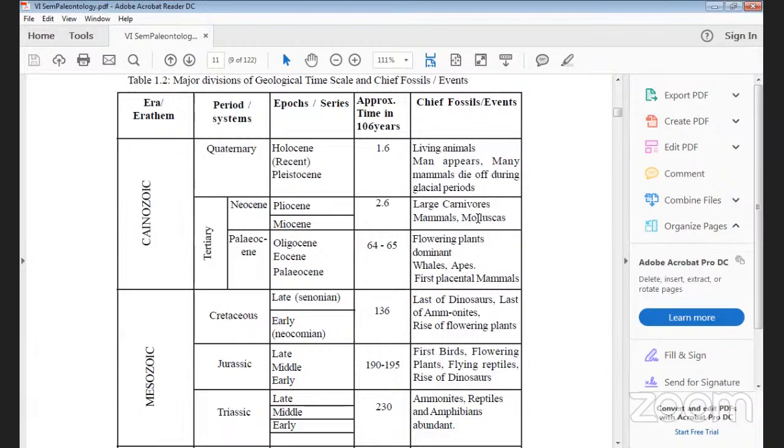Cenozoic or Cainozoic is divided into two periods or two systems. One is the Tertiary, and the Tertiary again is divided into two systems. One is the Paleocene. The second one is the Eocene. Again, it consists of a series: first the Paleocene, second the Eocene, third the Oligocene. The age is around 64 to 65 million years, and it has the first placental mammals, whales, apes. Again, it has flowering plants.